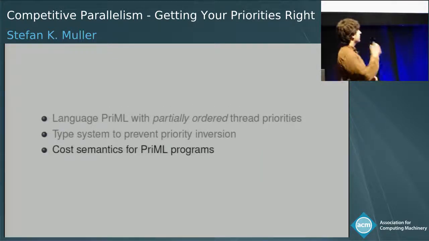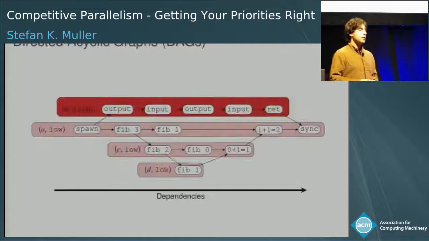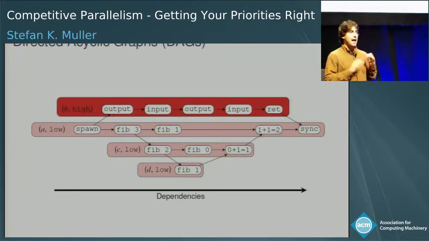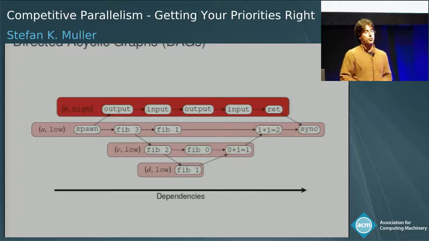So I've talked about the language and the type system, and I want to spend the rest of the time talking about how we extend the existing cost models to reason about not just throughput, but also the responsiveness of these responsive parallel programs. So the existing models for reasoning about the cost of parallel programs talk about parallel programs as DAGs, directed acyclic graphs, that represent the dependency structure and the opportunities for parallelism within a parallel program. In these kinds of graphs, the vertices represent sequential pieces of computation, and the edges represent dependencies between them.